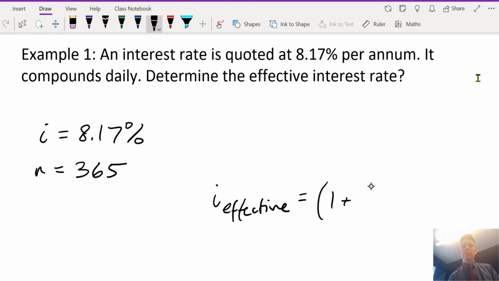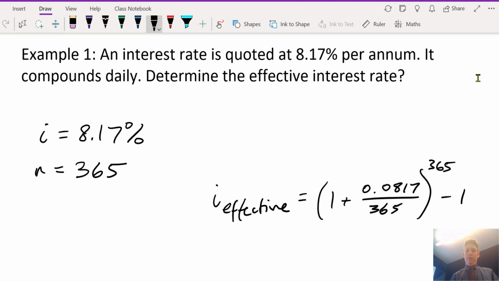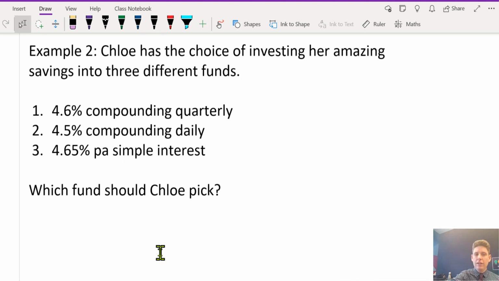So we need to convert it to a decimal, so we divide by 100, and we divide by 365, to the power of 365, minus 1. Okay, so that's the formula I just gave you. So 8.51%. All right, I'm going to do number 1.